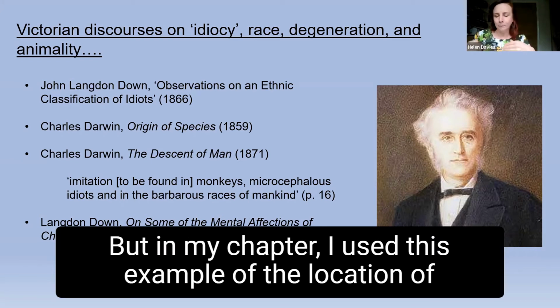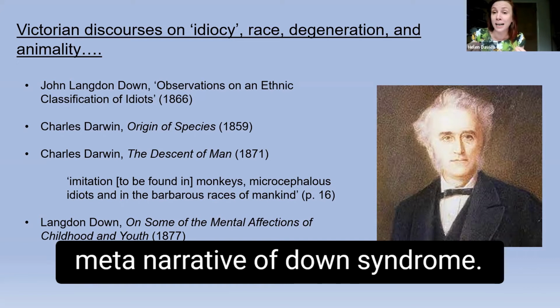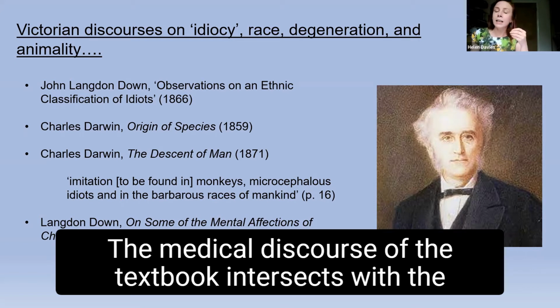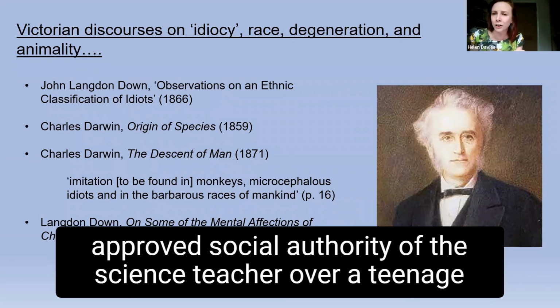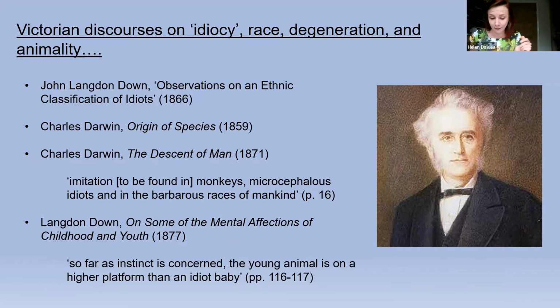But in my chapter, I used this example of the location of social power in relation to who constructs and controls the metanarrative of Down syndrome. The medical discourse of the textbook intersects with the approved social authority of the science teacher over a teenage student, and more importantly, that student's sister, who she had never met.